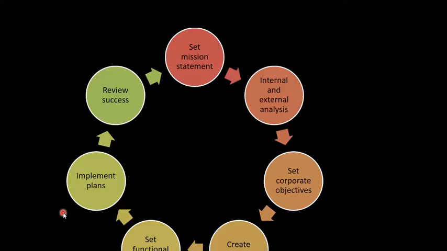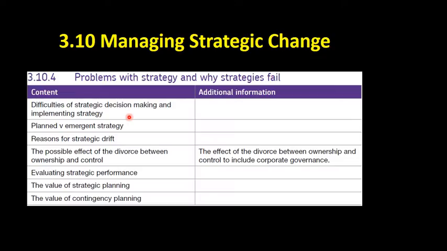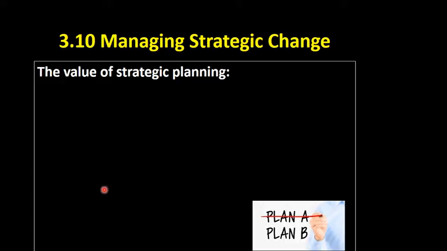So the strategic planning process is this whole cycle of setting the mission statement, reviewing the company both inside and outside, setting corporate objectives, creating the strategy, then setting the functional objectives that each functional area needs to achieve, actually implementing the plans and going ahead with it and reviewing the success. So this is really asking us, what is the value of that whole strategic planning process?